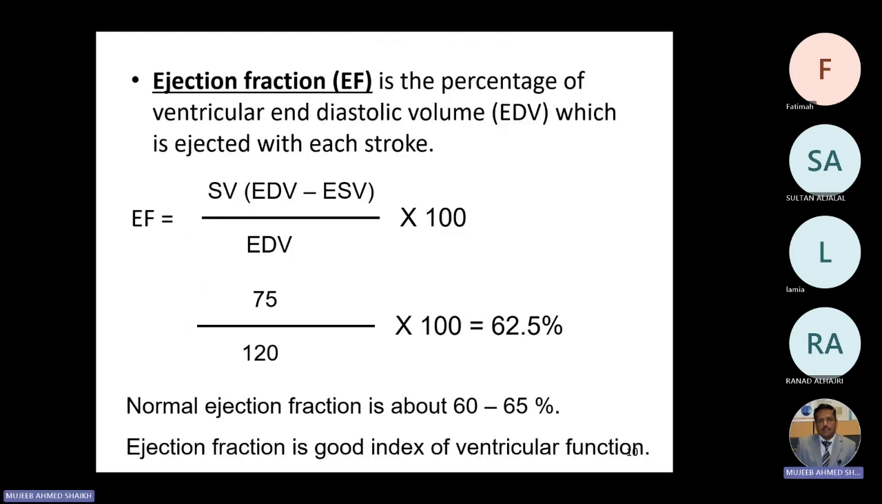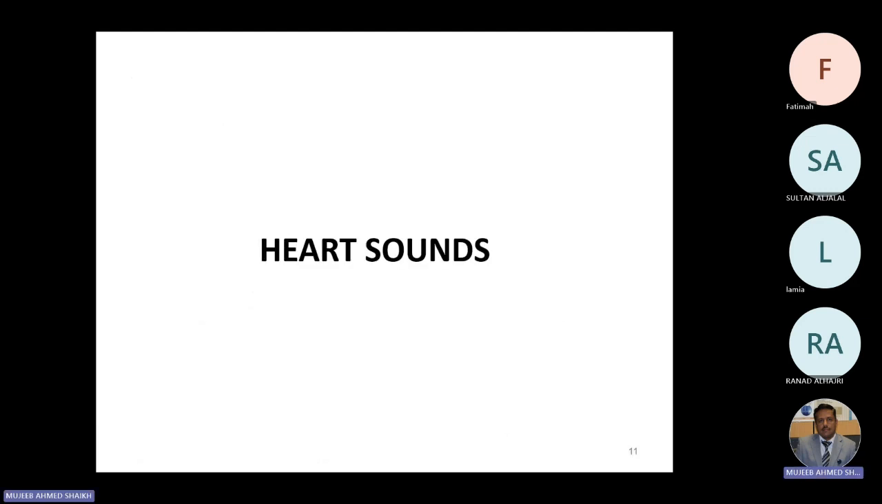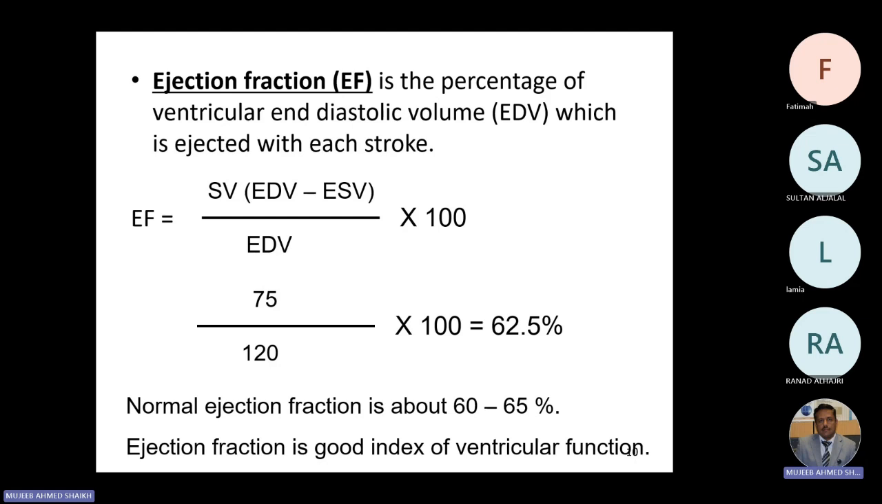Okay, different terminologies you must remember: stroke volume, diastolic volume, systolic volume, and ejection fraction. As I told you, this was given in the previous lecture, part 1 of the cardiac cycle. The amount of blood ejected by each ventricle in one beat is known as stroke volume. With one stroke, how much blood goes out is called stroke volume.